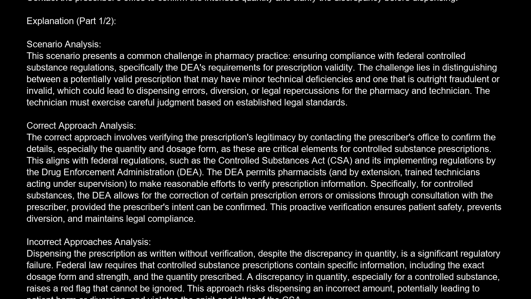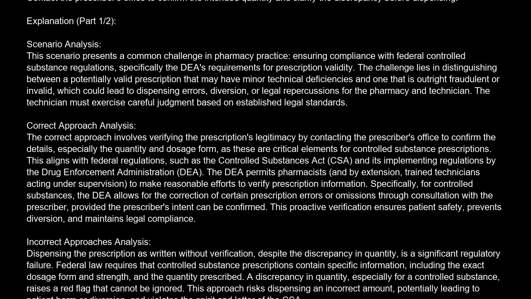Correct approach analysis. The correct approach involves verifying the prescription's legitimacy by contacting the prescriber's office to confirm the details, especially the quantity and dosage form, as these are critical elements for controlled substance prescriptions. This aligns with federal regulations, such as the Controlled Substances Act, CSA, and its implementing regulations by the Drug Enforcement Administration, DEA.